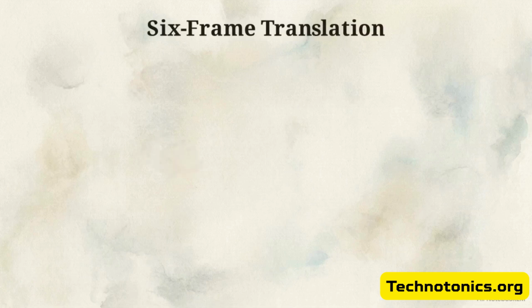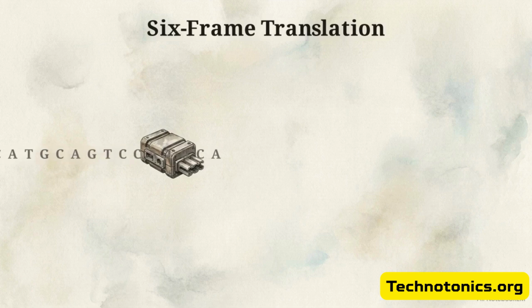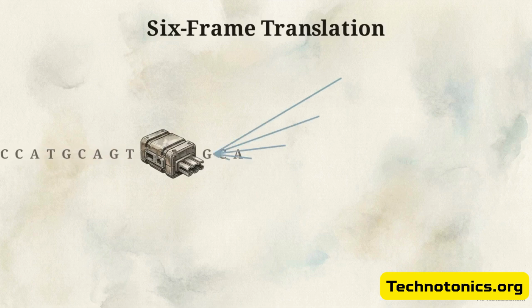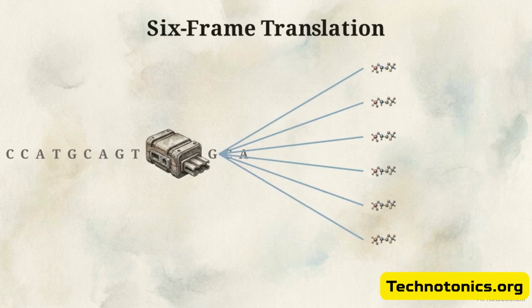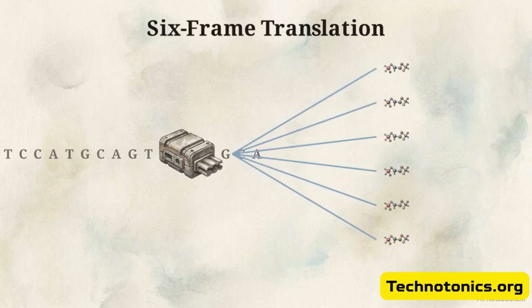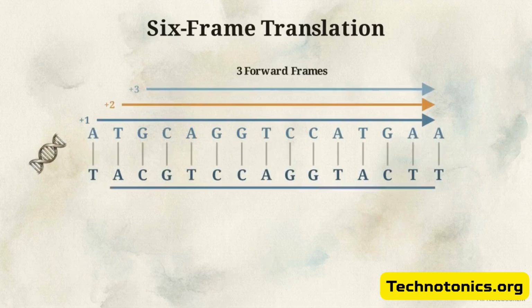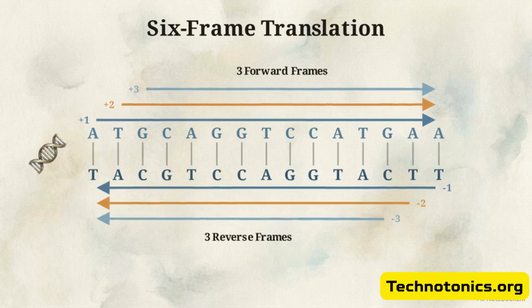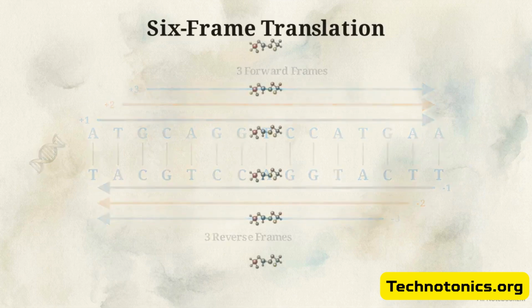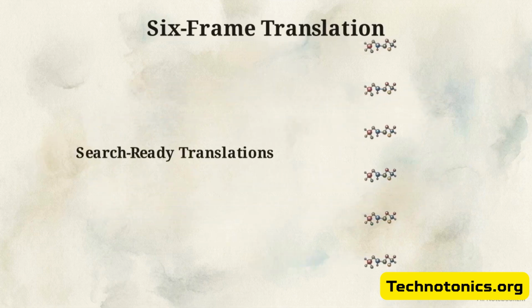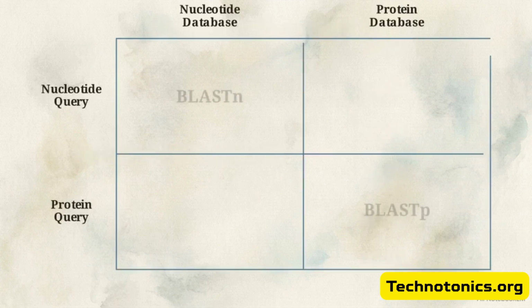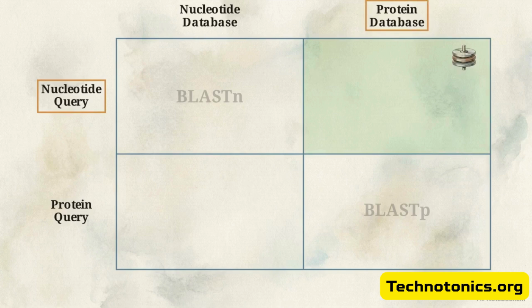This diagram illustrates the 6-frame translation mechanism. A single strand of unannotated nucleotide data is passed through an algorithmic filter and computationally split into distinct parallel streams of translated amino acid sequences. Because DNA is double-stranded and a sequence can begin reading at any of the first 3 positions, the algorithm must test all 6 possible reading frames, 3 forward and 3 reverse. We apply this translation logic to the third quadrant, taking an unannotated nucleotide query and targeting a functional protein database.